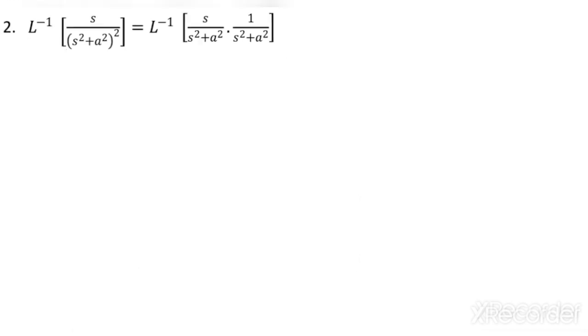So I have here s by (s square plus a square) the whole square. Again, directly you cannot simplify by splitting this into two simpler functions. So which I have taken as s by (s square plus a square) and 1 by (s square plus a square), both give L inverse: the first is cos at, the second one is sin at by a. So I got f of t and g of t.